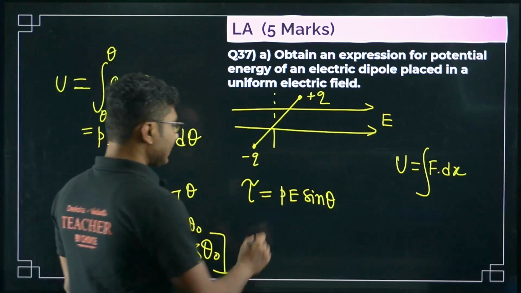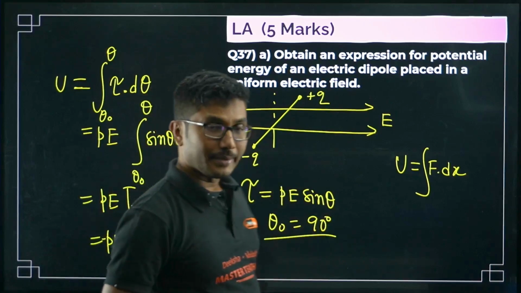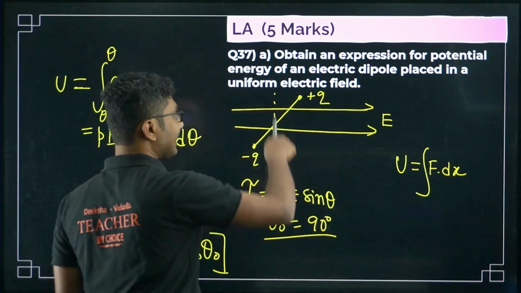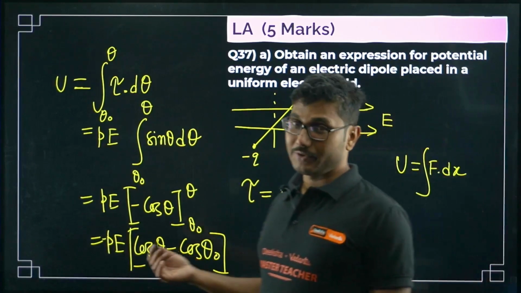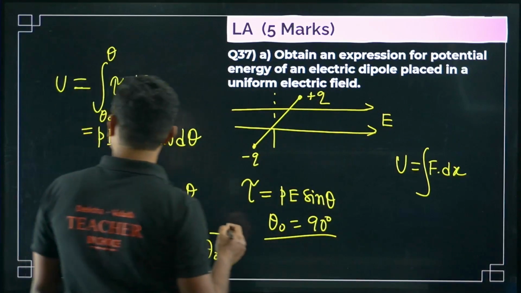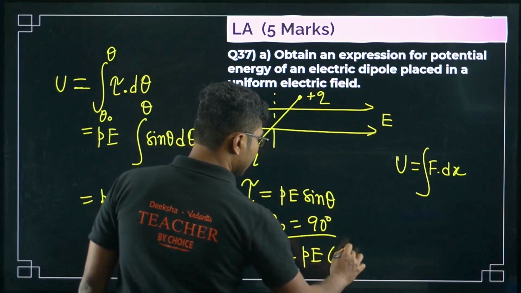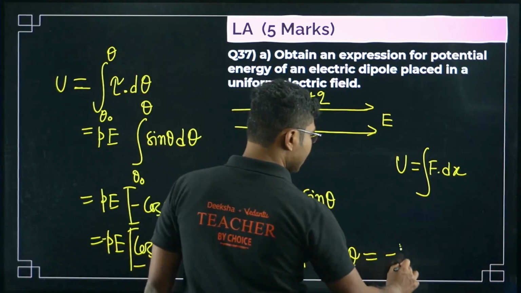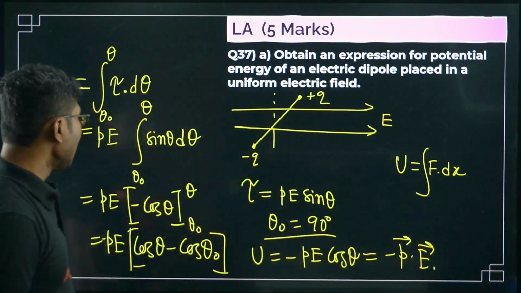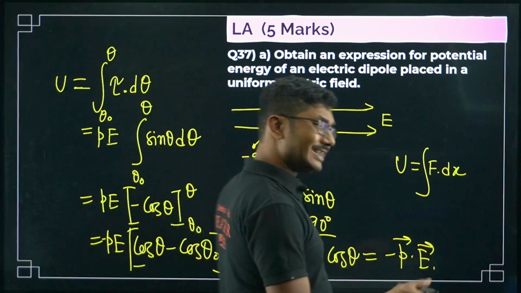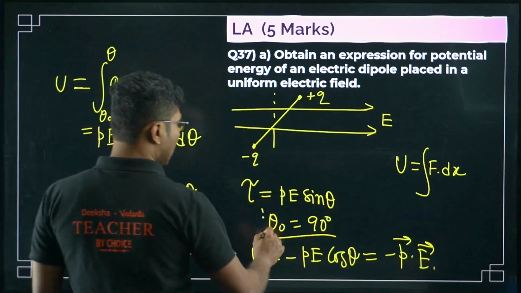Now we take theta naught to be 90 degrees, a position of equilibrium, right? If they are at the 90-degree angle, then at that point you can consider the potential energy to be 0, obviously. So in that case the potential energy becomes minus pE cos theta, or minus p dot E. This is the derivation for potential energy. Easy derivation, very simple step-by-step derivation. If you follow the step-by-step process, you can answer it. Okay.